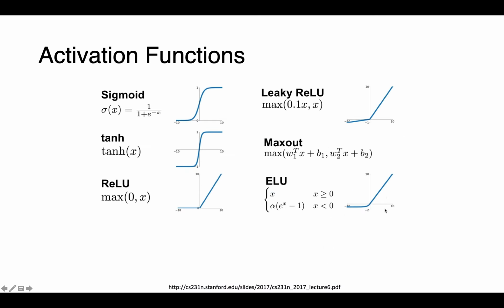There are many other activation functions. These are just some well-known ones, but a lot of people create their own activation function in their model design for some specific purpose. Some other well-known activation functions are the hyperbolic tangent, the maxout, and the exponential linear unit here. Any questions so far?